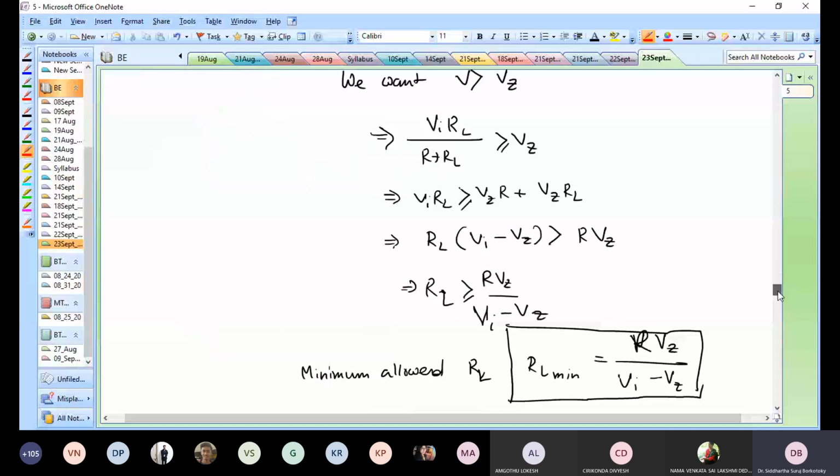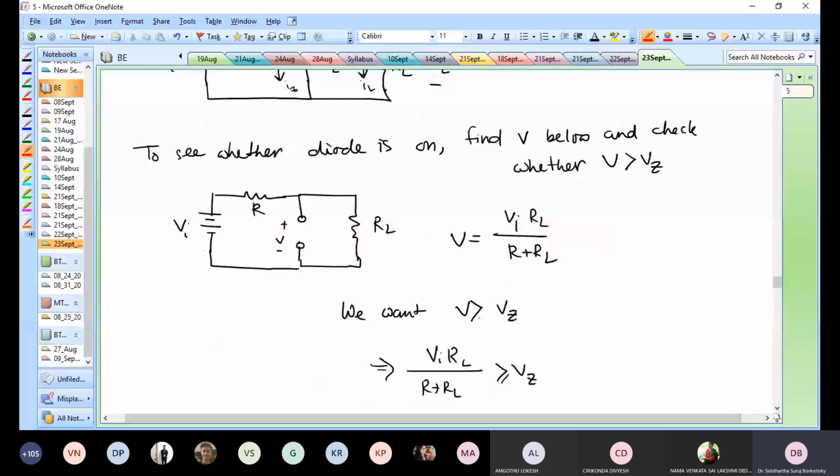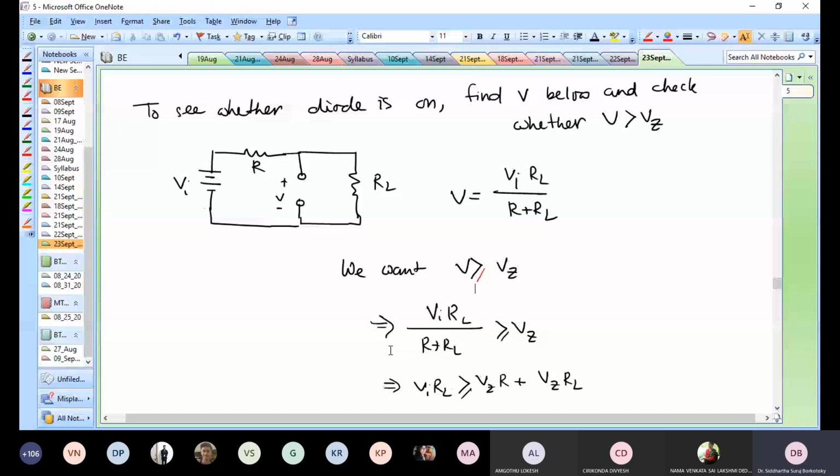So now what do we want? We want this voltage V to be greater than the Zener potential. Otherwise, the Zener diode will not turn on and will not supply this constant VZ voltage. So how do we ensure that? If this voltage has to be greater than VZ, that means VI RL by R plus RL, this term should be greater than VZ.